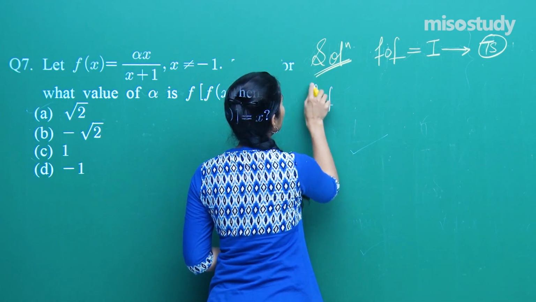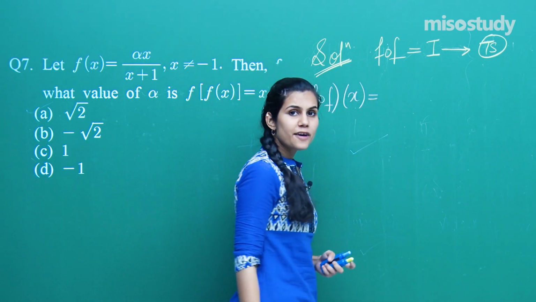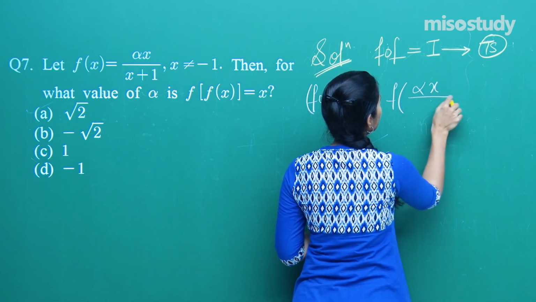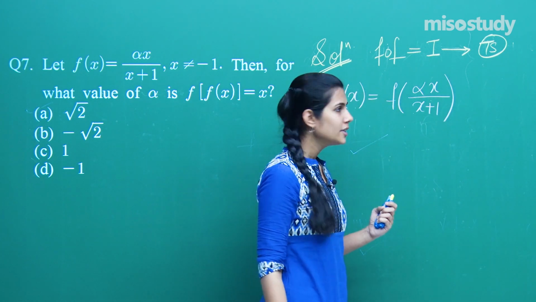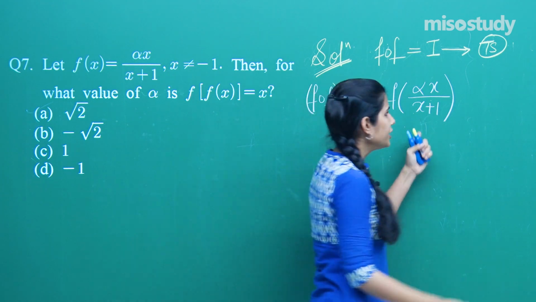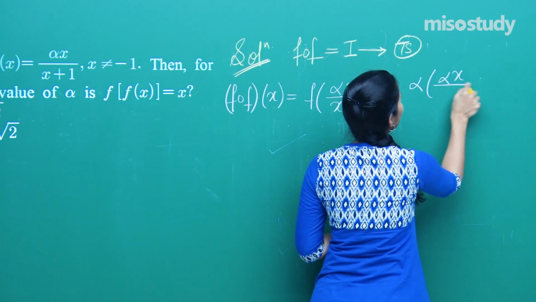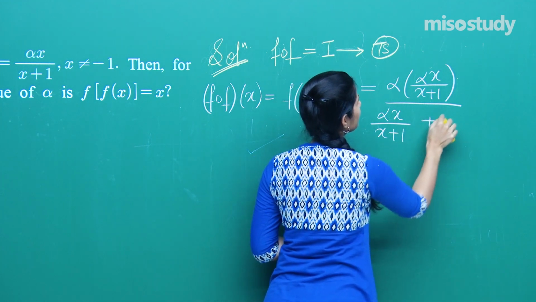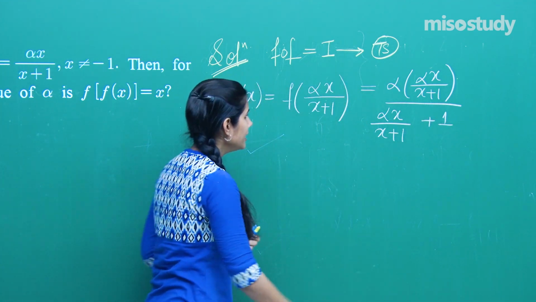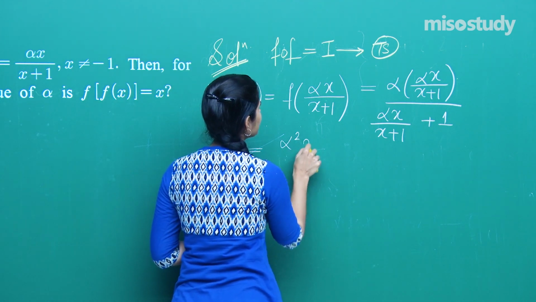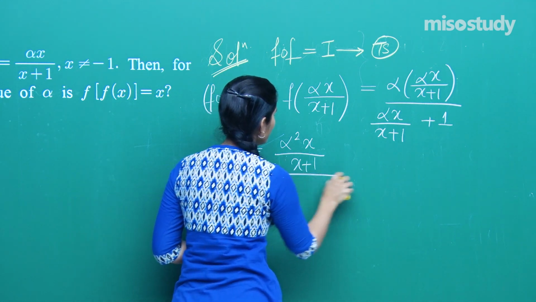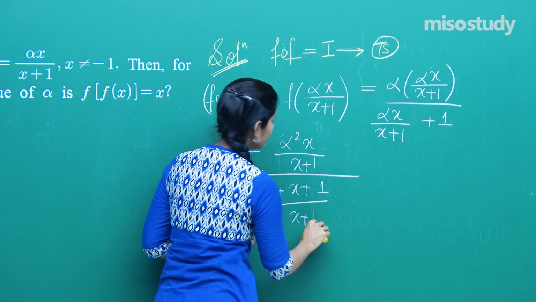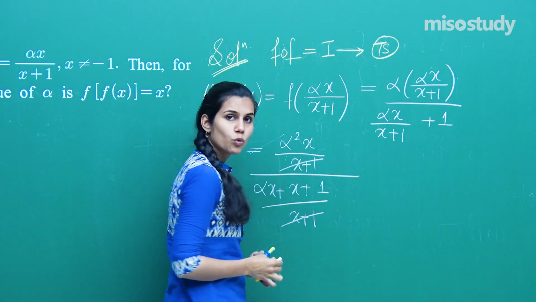So, FOF of x, which is f of f of x, where f of x is alpha x upon x plus 1. Let's now apply f to this expression. You get alpha into alpha x upon x plus 1 whole upon alpha x upon x plus 1 plus 1. That's it. Now just open it up, solve it further. You get alpha square x upon x plus 1 whole upon alpha x plus 1 whole upon x plus 1. Cancel this out. What is it that you get?